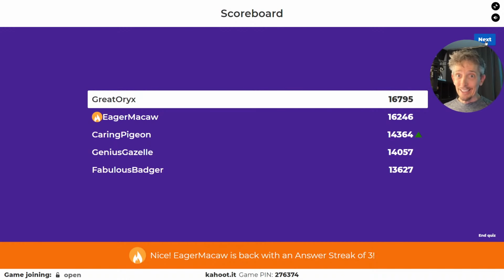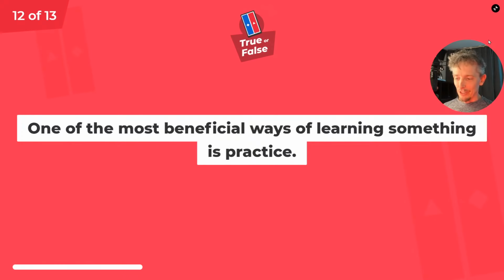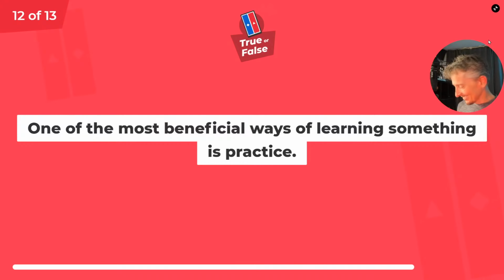I think we're getting really close to the end, like really, really close. So Great Orcs is still crushing it on top of the heap. And Eager Macaw has a streak of 3. All right, second to last question. Good luck, everyone.